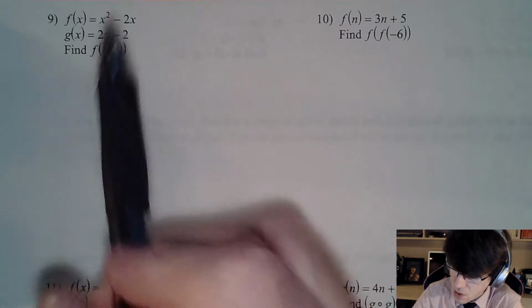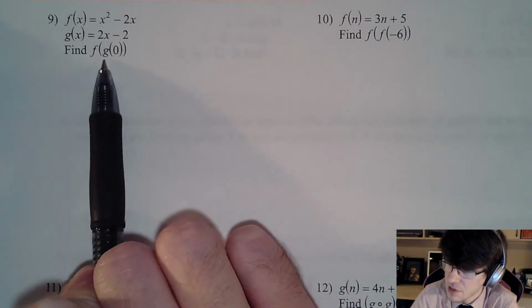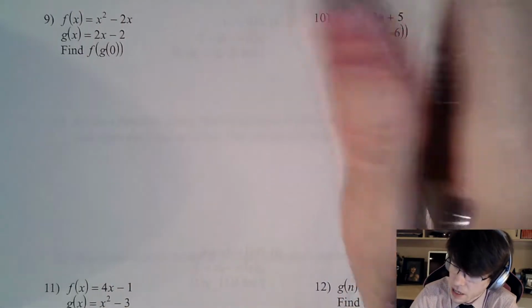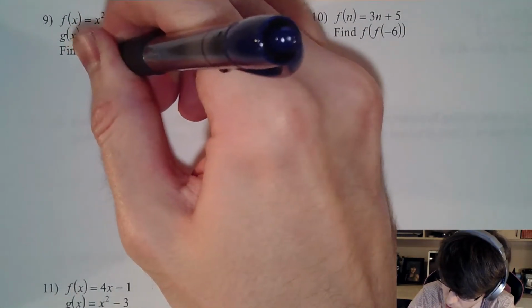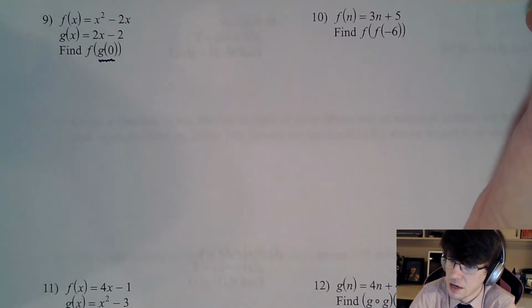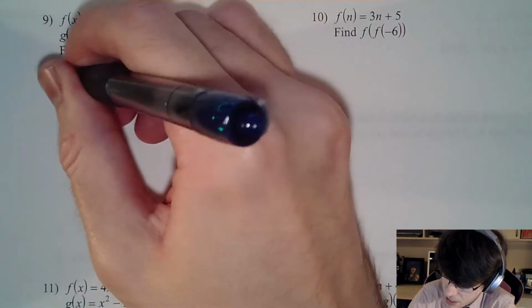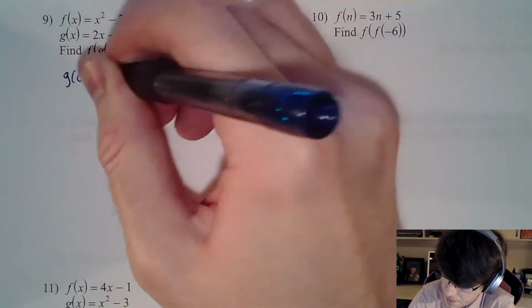So we're looking for f of g of 0. One thing that I mentioned in class when we wrote this down is you always start with the inside. The inside there is going to be g of 0. So we're looking to find g of 0.